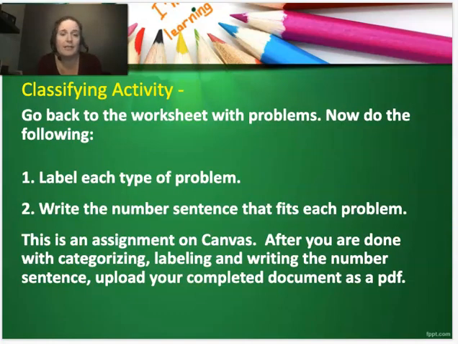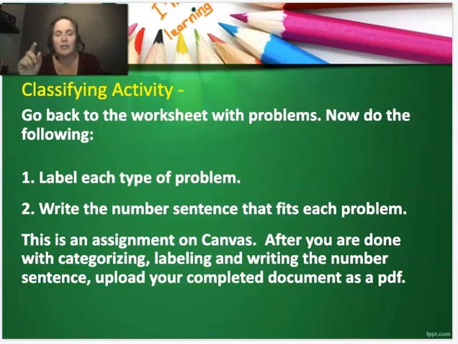So now you want to go back to that sorting activity that you started where you have your multiplication and division on opposite sides. Now I want you to label each type of problem. So if it's equal groups, write equal groups. If it's rate, write rate, comparison, and so on. Then, after you label the type of problem, write the number sentence that fits the problem. When you write the number sentence, it's just a math fact. So, for example, 2 times 5 equals 10. But when you do it, put a square around the one that is missing. Still fill in the answer, but we just want to keep track of which one is missing. This is an assignment on Canvas.